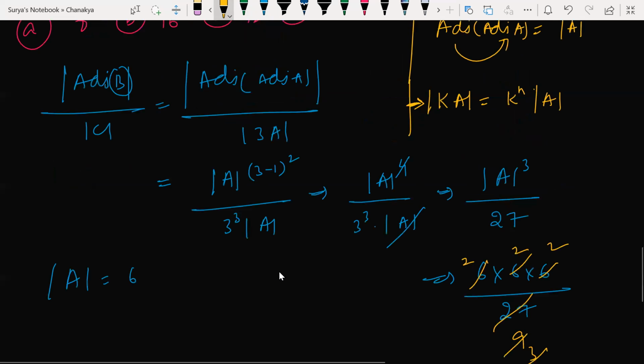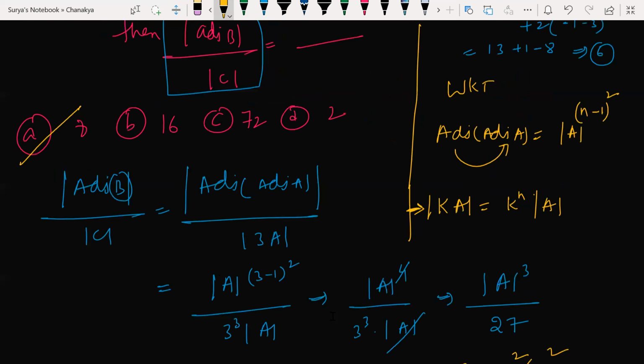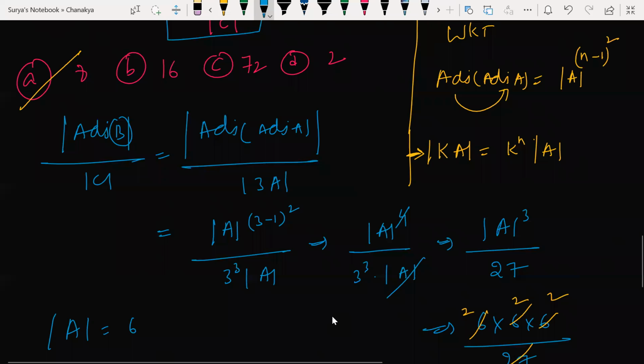Any doubts? Any doubts, children? See here, without knowing this formula, you can't apply it, beta. Without knowing these two formulas, you can't solve this question. Is it clear?